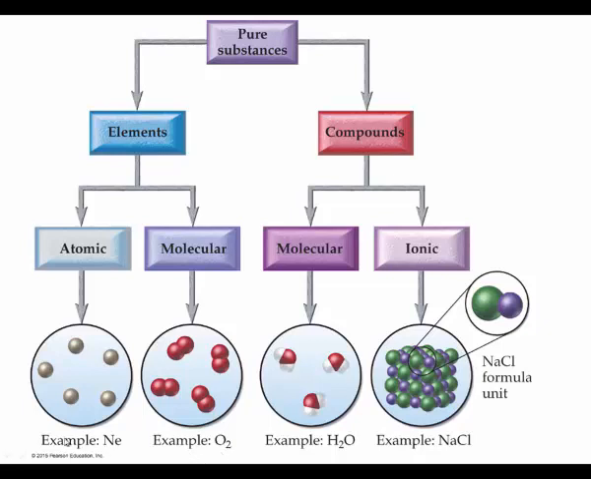Whereas for neon, it is an atomic element. You only have individual atoms. It does not exist as a group of atoms. But in each case, those are elements because there's only one type of thing present. Only neon in this example and oxygen in this example.